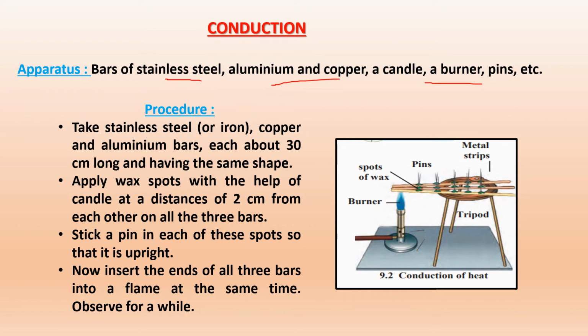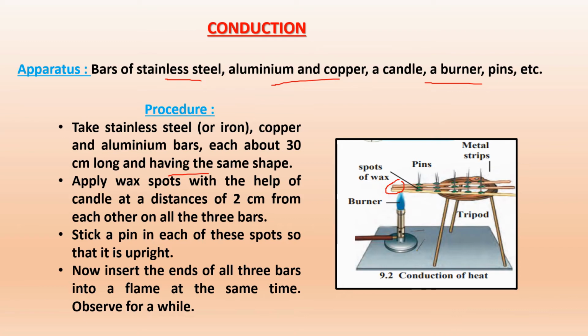Take stainless steel or iron, copper and aluminium bars, each about 30 centimeter long, having the same shape. So these three long strips over here are the bars of stainless steel, copper and aluminium respectively. Apply wax spots with the help of a candle at a 2 centimeter distance from each other on all the three bars.